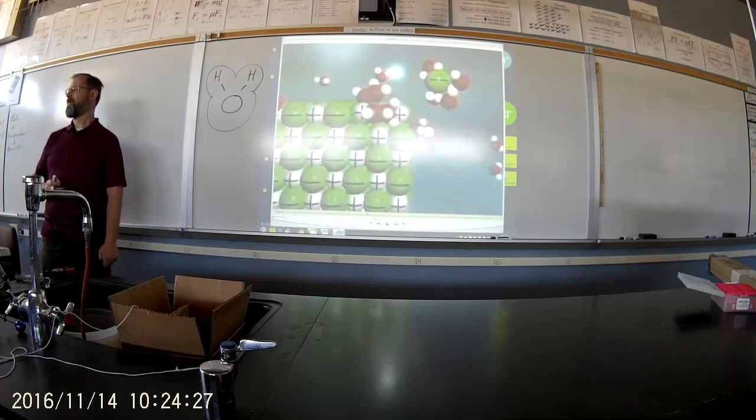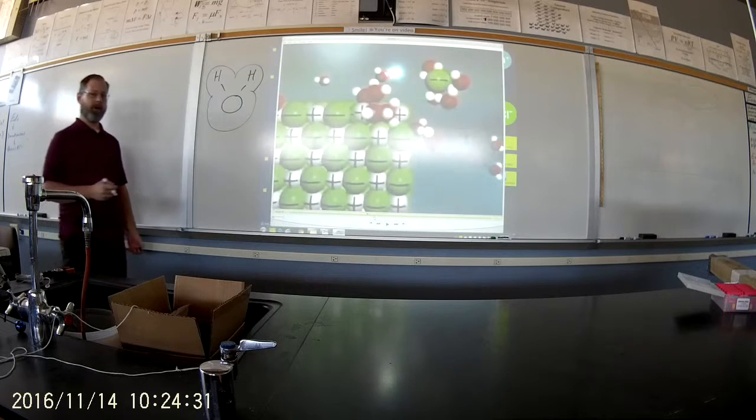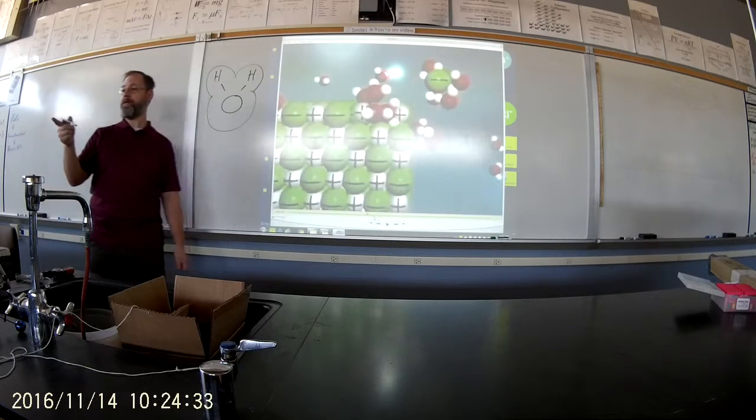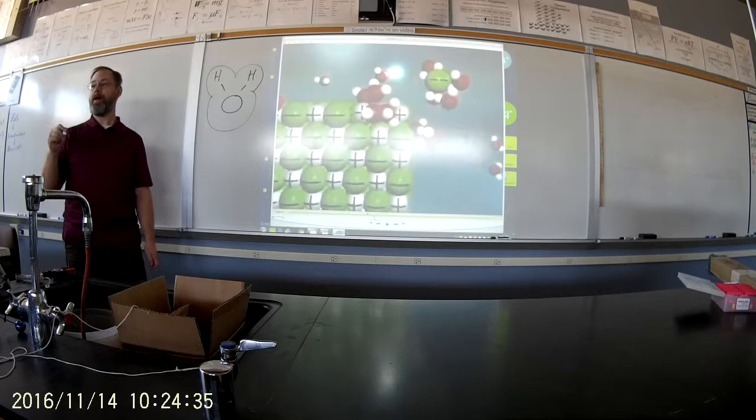Why? It turns out, question, Moran, guess? Why is it drawn like that? Yeah. It's easy to see the hydrogen bonds. Makes sense. Anything else you'd like to add?